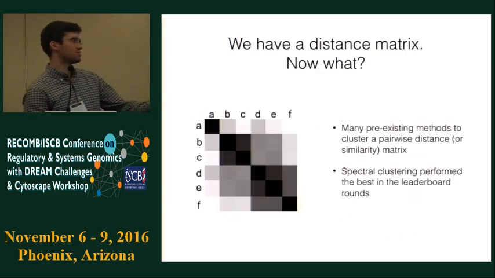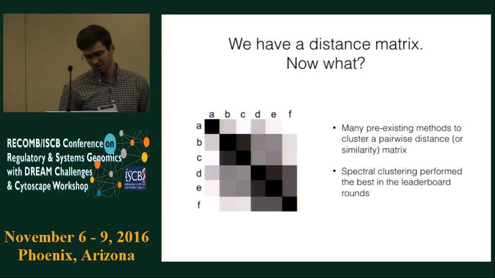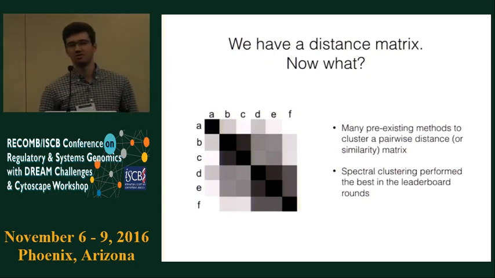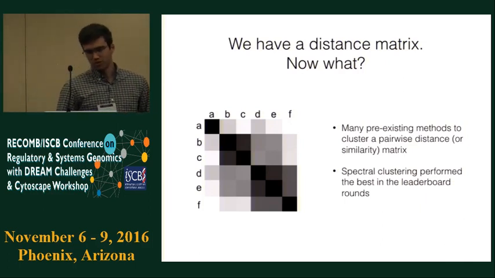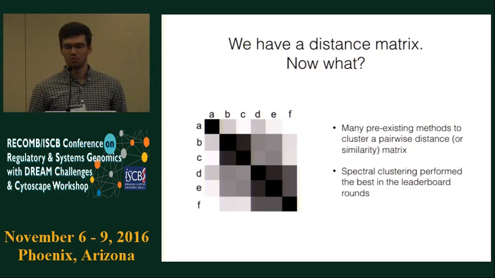Right, so we have this distance matrix from DSD. Now what do we do? So as Daniel said, there are hundreds of methods out there to do this sort of clustering on a distance or similarity matrix or on a graph, whatever. We tried two. We tried this basic edge removal method where we just removed edges that have the highest DSD distance.